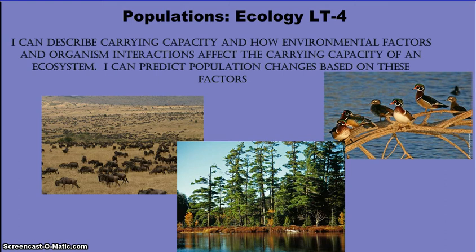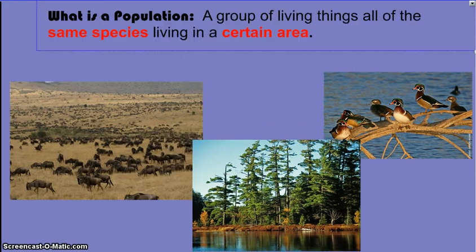So we're going to go through the basics right now of what a population is and what carrying capacity is, how to calculate it, and then how carrying capacity can be changed. So first off, I'd like to define what a population is. A population is a group of living things, all of the same species. That is one of the keys that must be in a good definition of a population. And they all must live in a certain area.